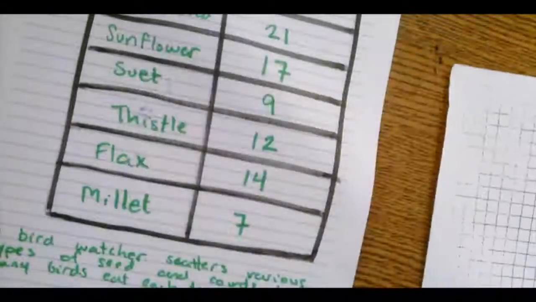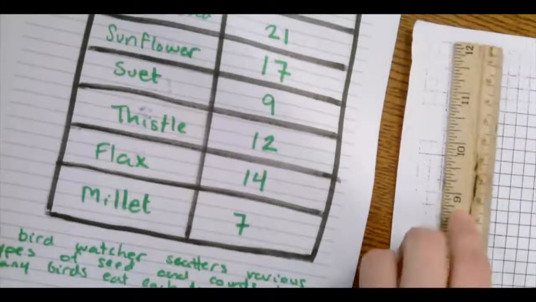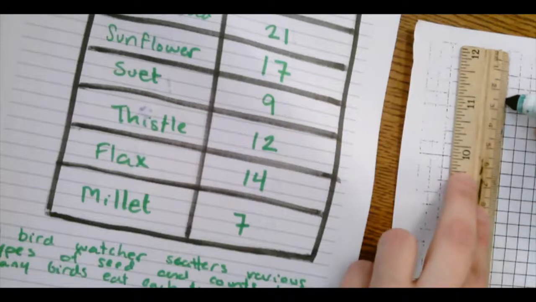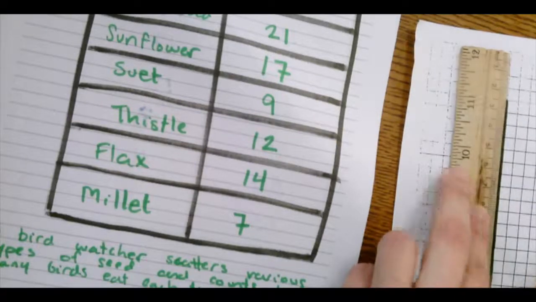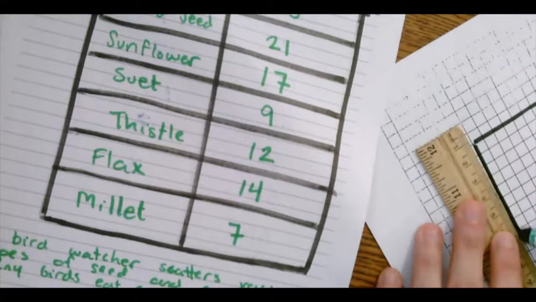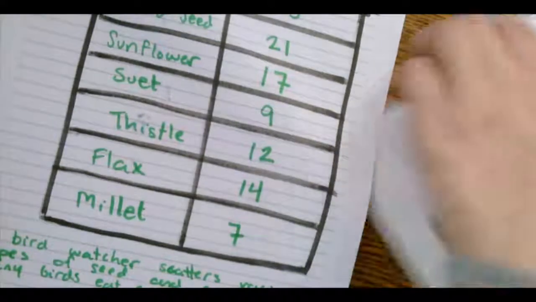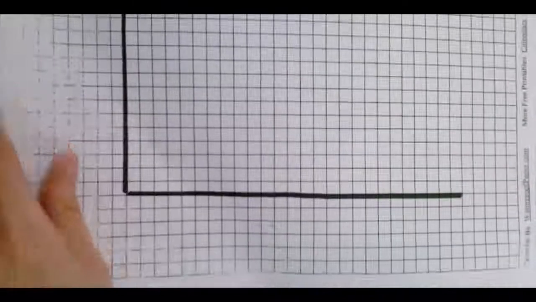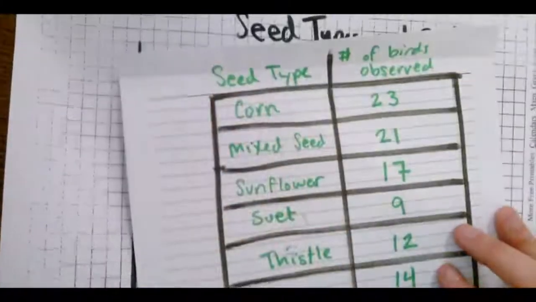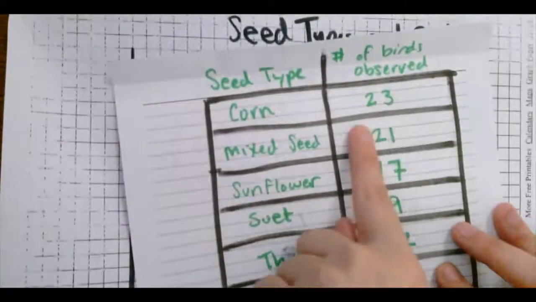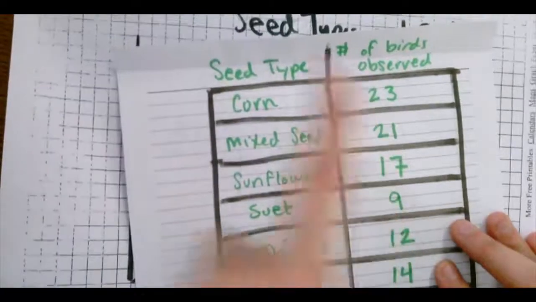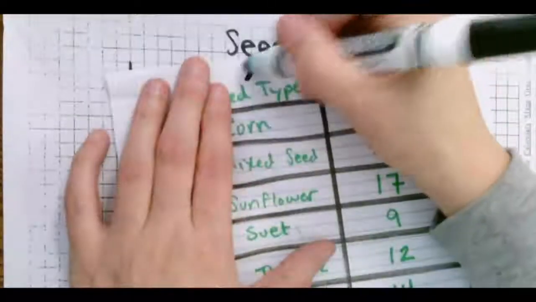All right, I'm going to make my axes. My y is my vertical axis, or my dependent variable, and my x-axis is my independent variable. So it looks like that. So now you ask yourself, what is independent? What is the dependent? Does the number of birds change the seed type, or does the seed type change the number of birds? The seed type is the independent variable.